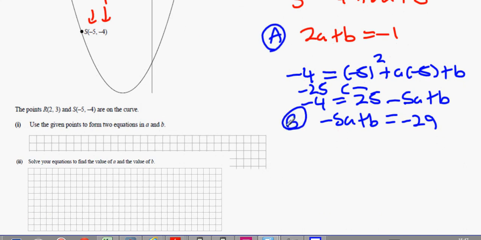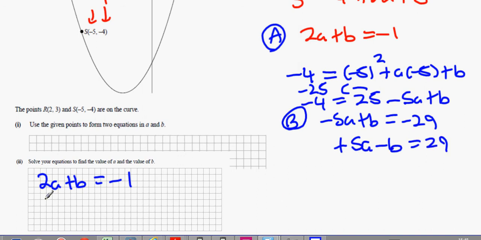Next one, solve your equations to find the value of a and the value of b. Well, we have 2a plus b equals minus 1, and then we're going to multiply the other one by minus 1, so we get plus 5a minus b equals 29.